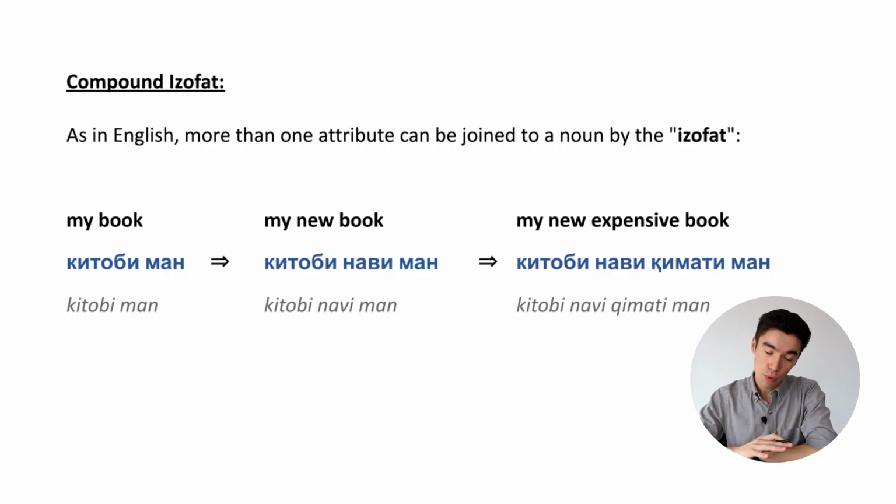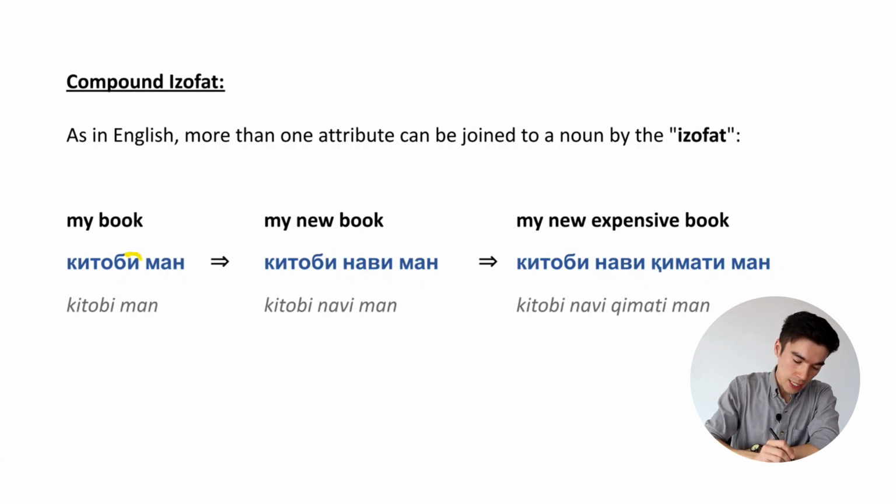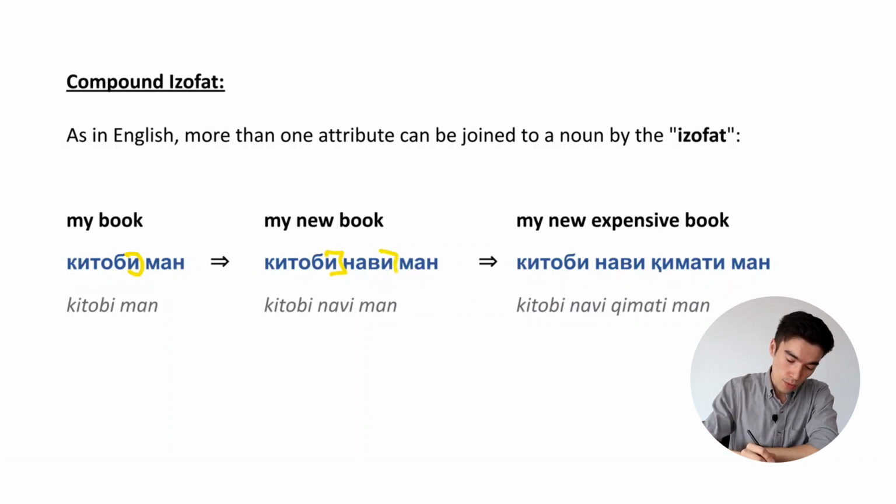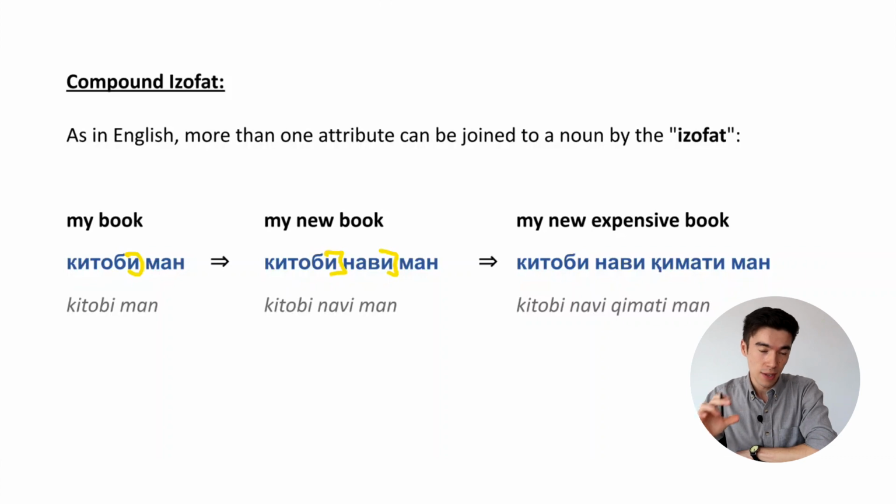So my book, kitobi man, you see here there is izofat, and then my new book, kitobi navi man, and this time around we have two, kitobi and navi. And the third one, my new expensive book, kitobi navi qimati man. So every time you join a new adjective, you add izofat.